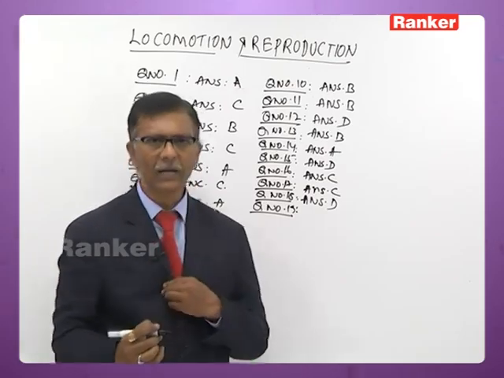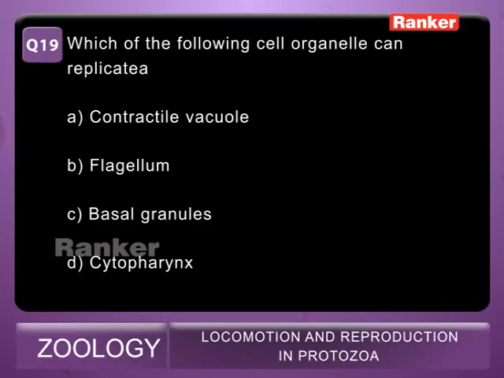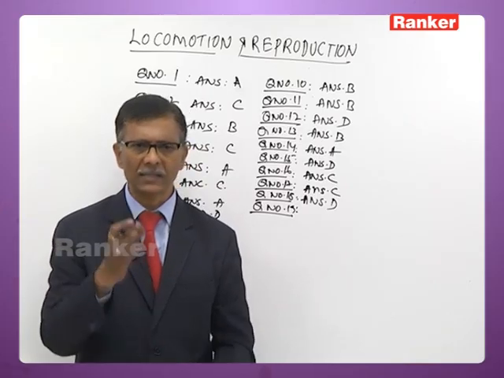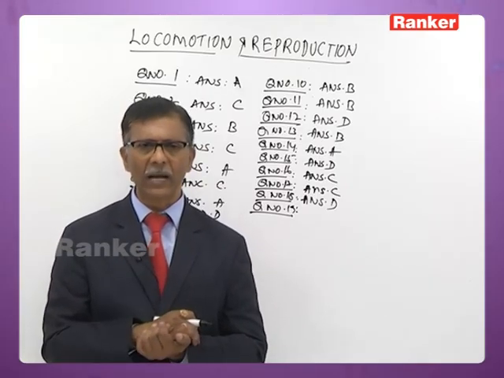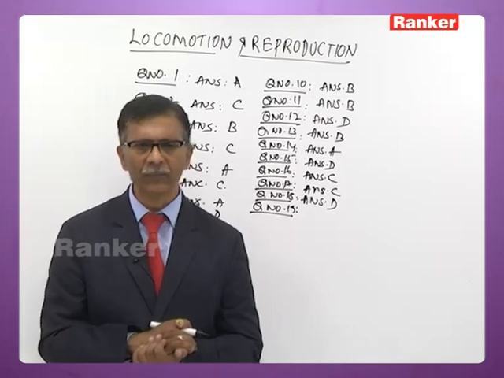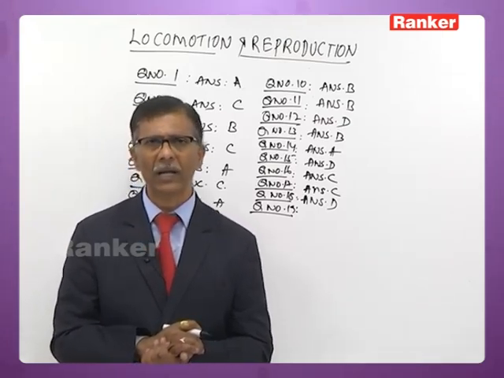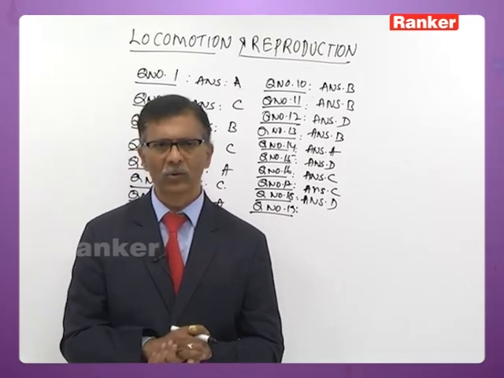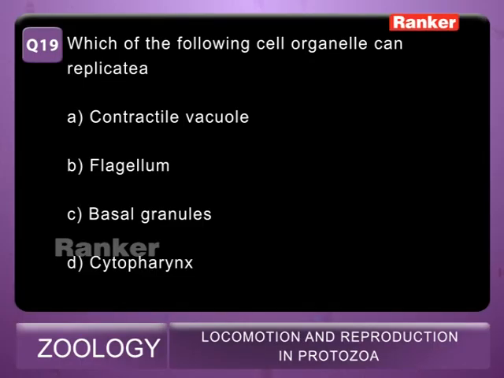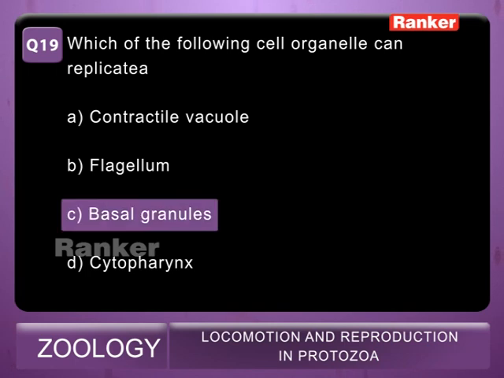Now question number 19, which of the following cell organelles can replicate? A. Contractile vacuole, B. Flagellum, C. Basal granule, D. Cytopharynx. Among these, the organelles are only contractile vacuole and basal granule organelles, you know. So the correct answer is basal granule or blepharoplast, which can multiply during reproduction. So for question number 19, the correct answer is C. Basal granule or blepharoplast.